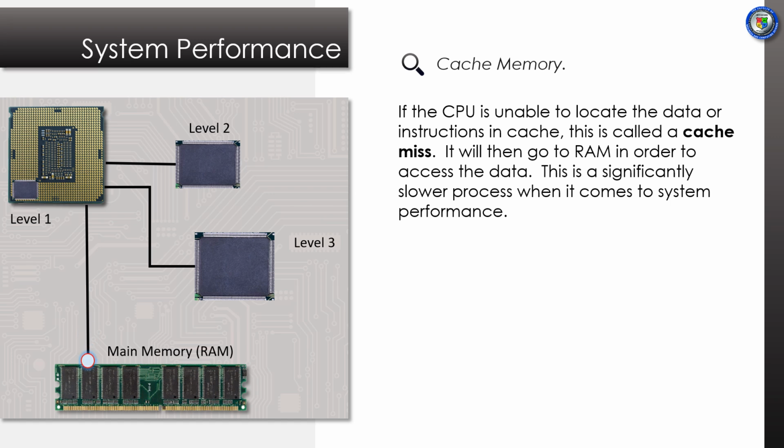If the CPU is unable to locate the data or instructions in cache, this is called a cache miss. It will then go to RAM in order to access the data. This is a significantly slower process when it comes to system performance.